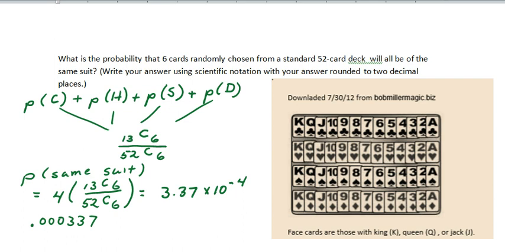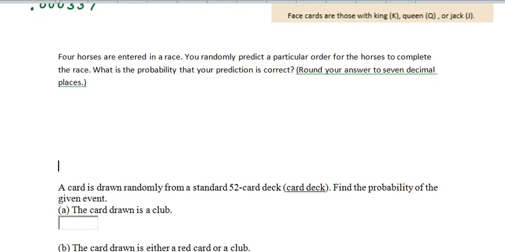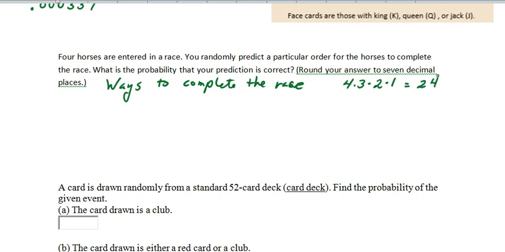So now let's look at the next problem. And this is a little bit different of a problem because it says 4 horses are entered in a race. You randomly predict a particular order for the horses to complete the race. What is the probability that your prediction is correct? Well, how many ways are there to complete the race? This is now an ordering. And so there's 4 horses that could be first, 3 that could be second, 2 that could be third, and then automatically the last one would be fourth. This comes out to be 24 ways for the race to occur.